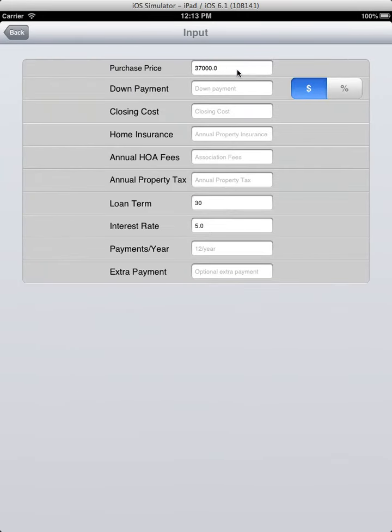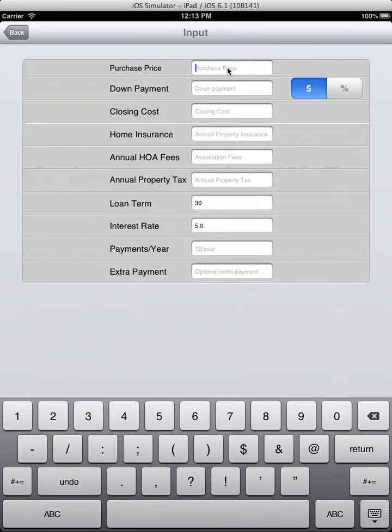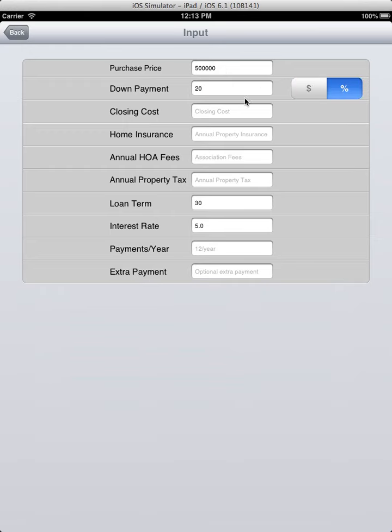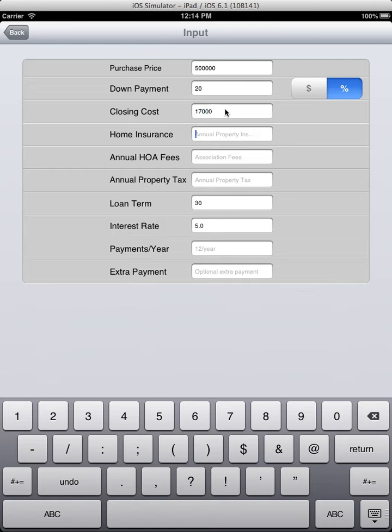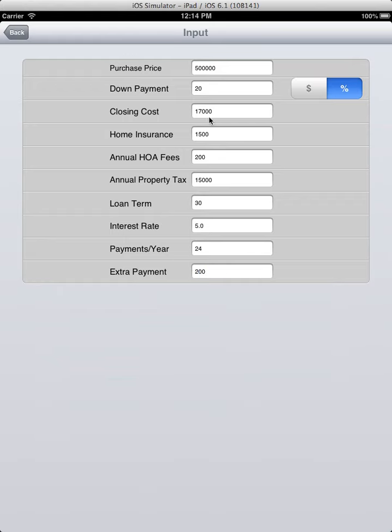Amortization, let's see. Under 500,000, the down payment is 20%, and the closing cost is 17,000. Home insurance is 1,500. Association fee is 200 per month. Annual property tax is 15,000, and the loan term is 30 years. And say we are paying twice a month, and we are making a $200 extra payment.